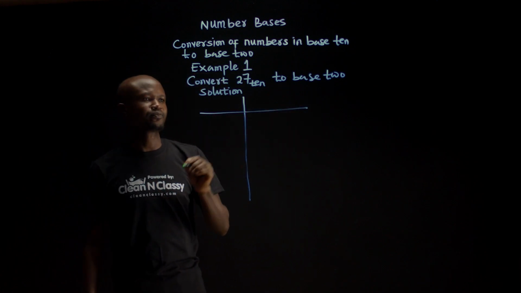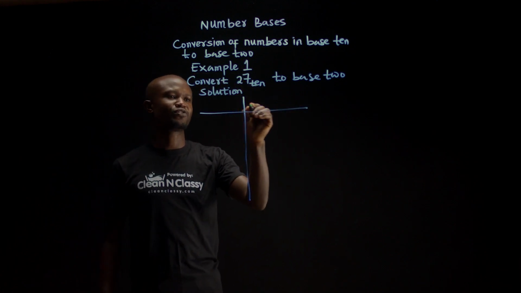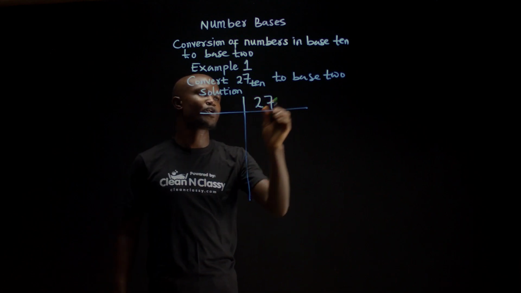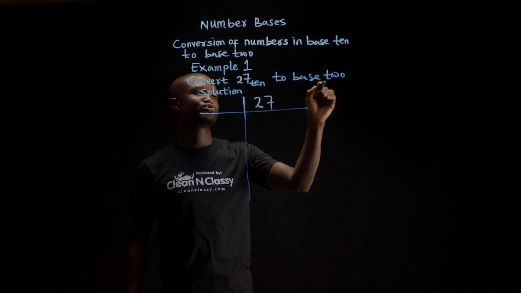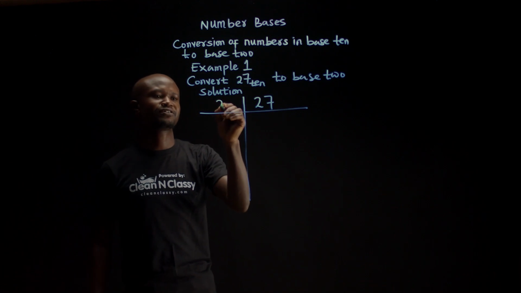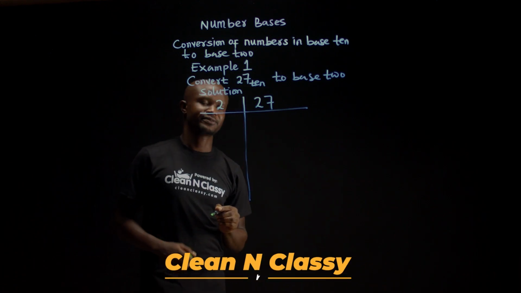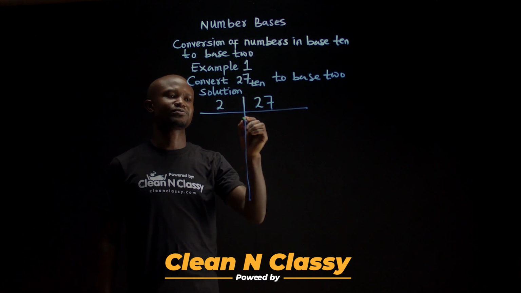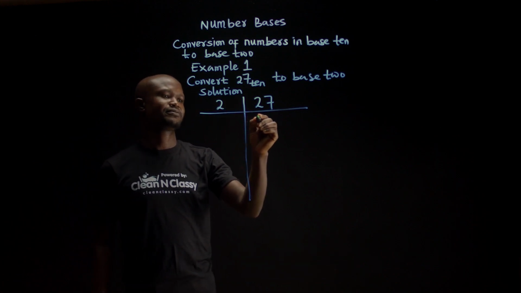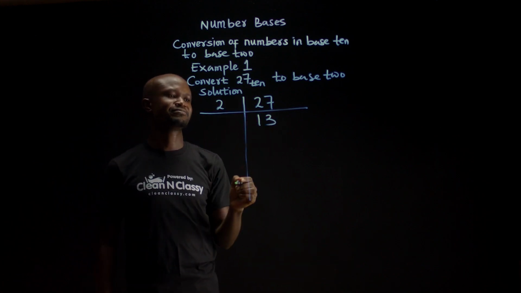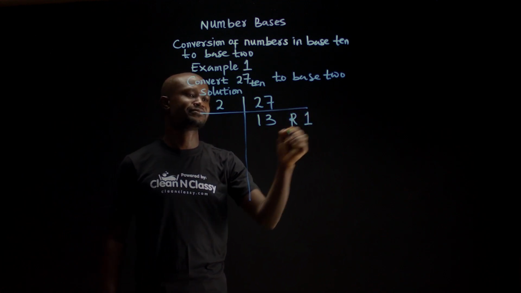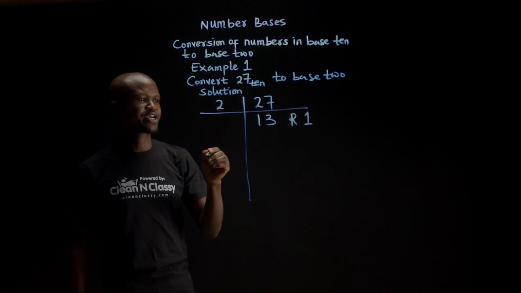Now, the number that we are asked to convert, which is 27, we write it here, to which base? That's base 2. We put 2 here. Now we start. 27 divided by 2. What do we have? That is 13. Remainder what? Remainder 1.